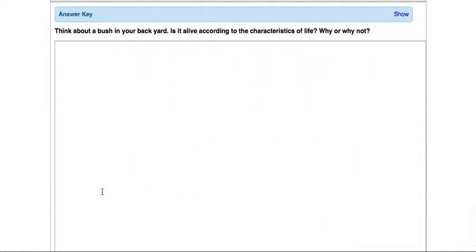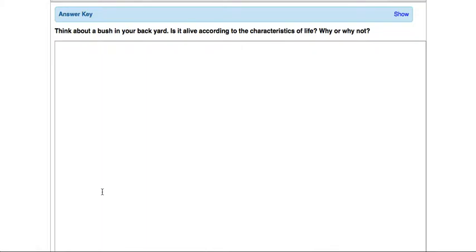And then finally, think about a bush in your backyard. Is it alive according to the characteristics of life? Again, the whole theme of this project is to get you thinking about what those 7 characteristics are and how can you frame them when you look at living organisms.